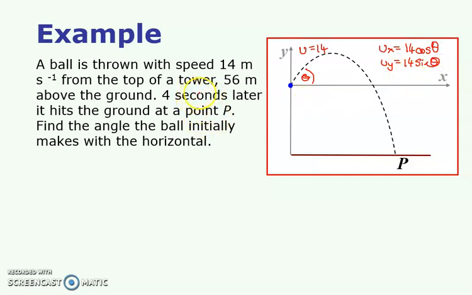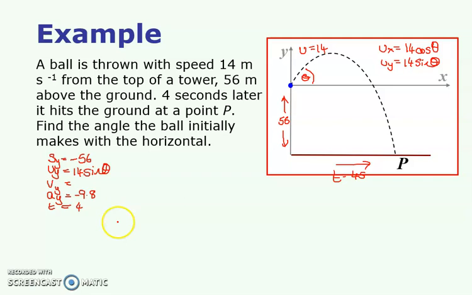From the top of a tower 56 meters above the ground, so that's 56. Four seconds later it hits the ground, so that's t equals 4 seconds. Look, I think I'm going to use suvat in the y direction. The reason I'm going to use the y direction is because I know s is minus 56. How long does it take to hit the deck? Well, that's 56 meters below where it started. uy is 14 sin theta. I don't care about v, I don't think. a is minus 9.8, and I know it hits 4 seconds later.